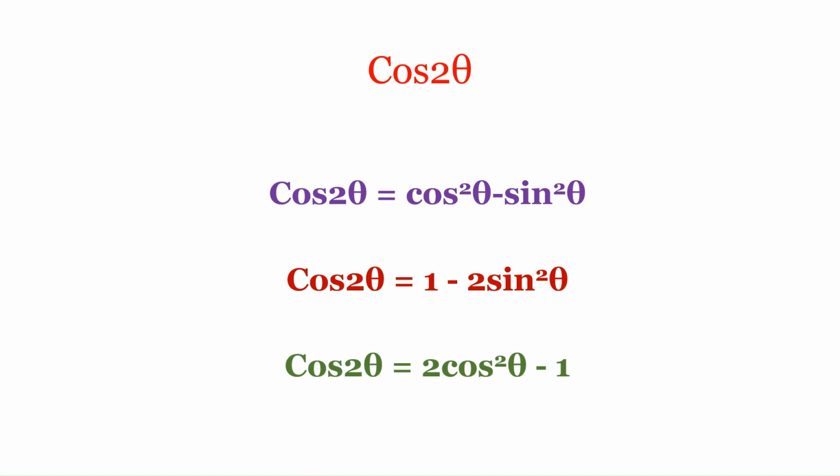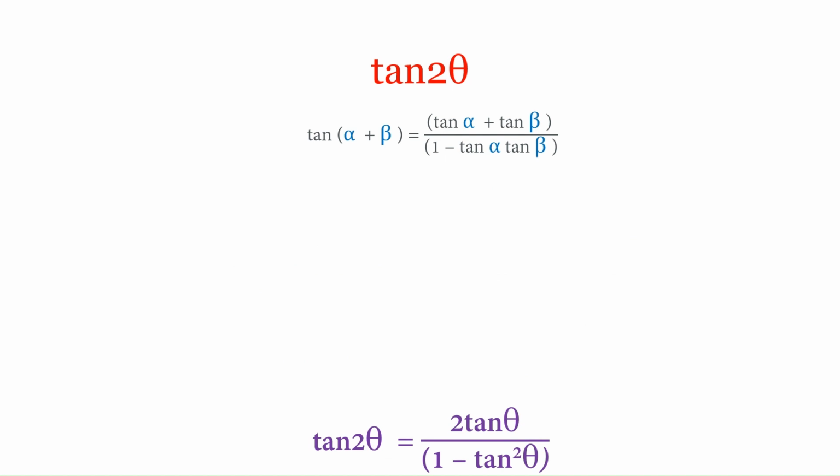Now we already know how to find sin 2 theta and cos 2 theta. We will see for tan 2 theta. For tan 2 theta, either we can use the formula of tan alpha plus beta, or we can derive them using sin 2 theta and cos 2 theta. In both the cases, we will get the final result tan 2 theta equal to 2 tan theta divided by 1 minus tan square theta.